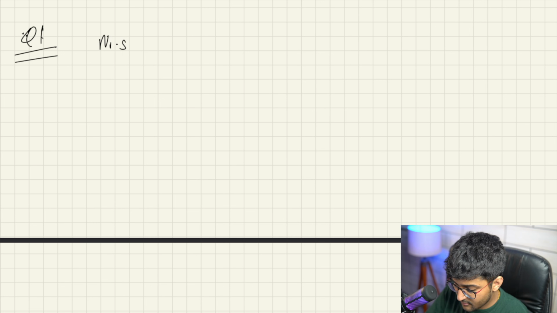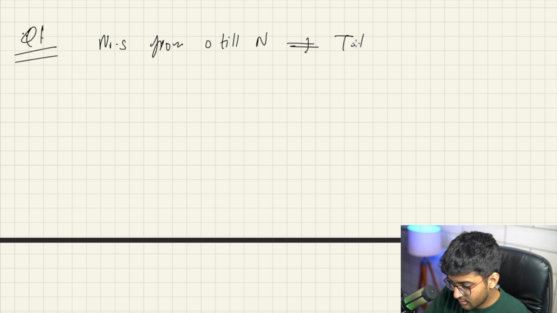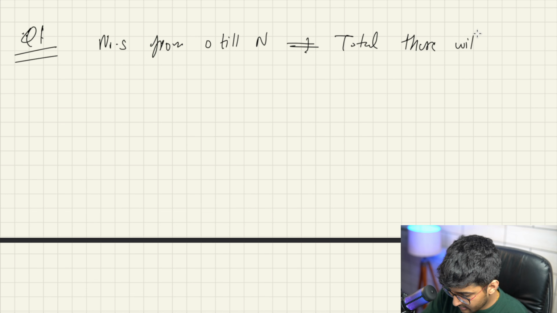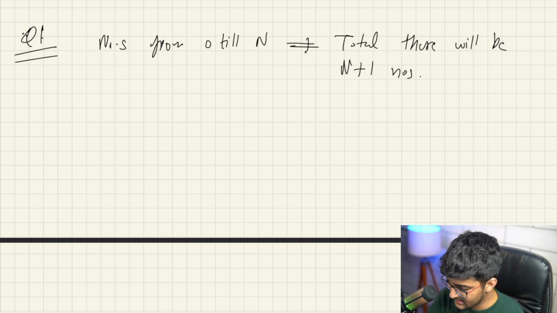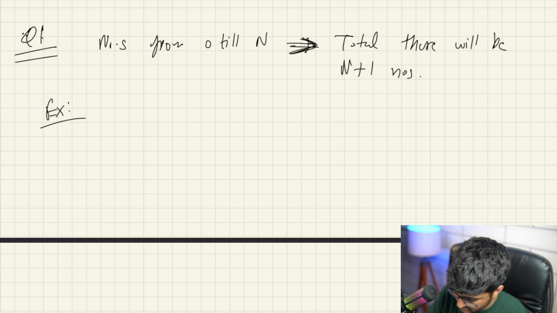The question states you are given numbers from 0 till n. This means that in total there will be n plus 1 numbers. That is something we know. So in total there will be n plus 1 numbers. Okay, so let's take an example.